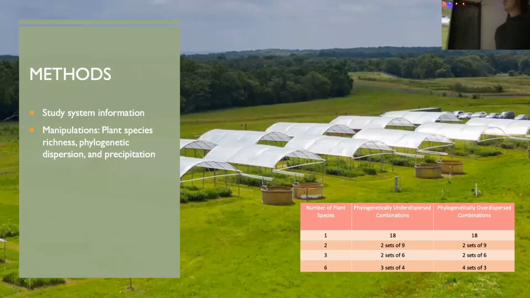So this research took place out at the KU field station, and there were 240 plots and 18 different native prairie species. So there were three main manipulation factors: plant species richness, phylogenetic dispersion, and precipitation. And you can see down here on this table the different combinations. So we have the underdispersed, again, meaning that it's multiple species from the same family, and then the overdispersed, meaning multiple species from multiple families. And everything was replicated so that there was a high and a low precipitation treatment.